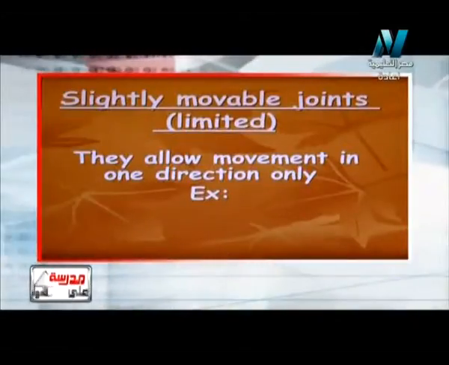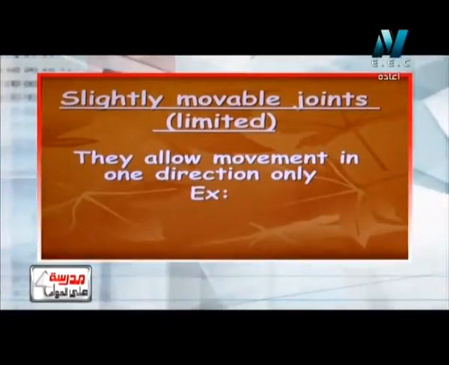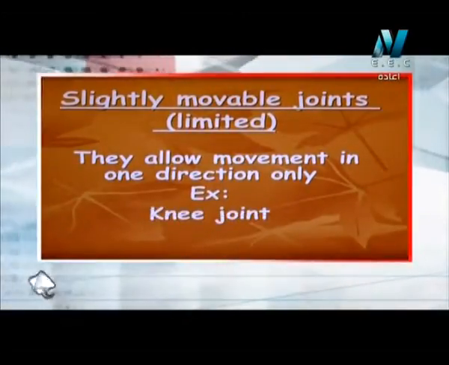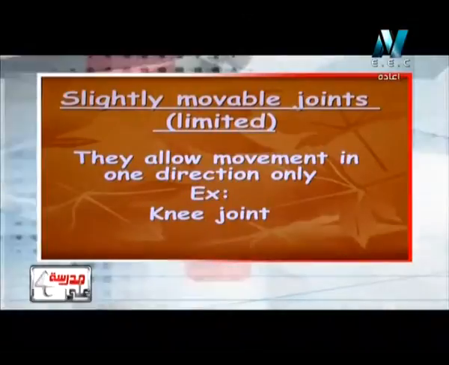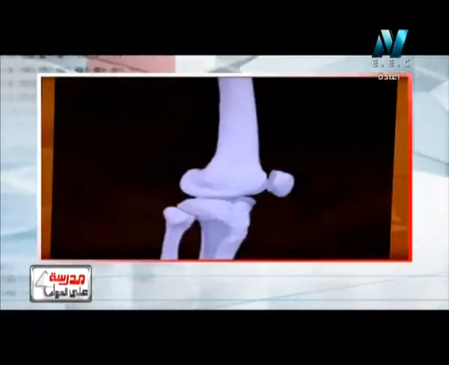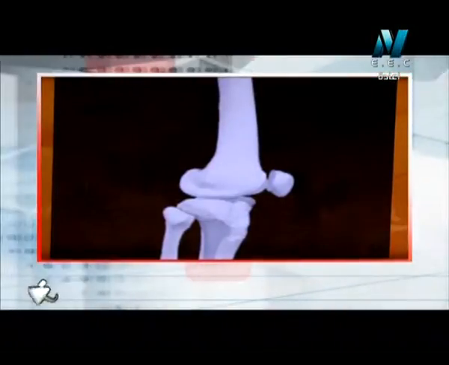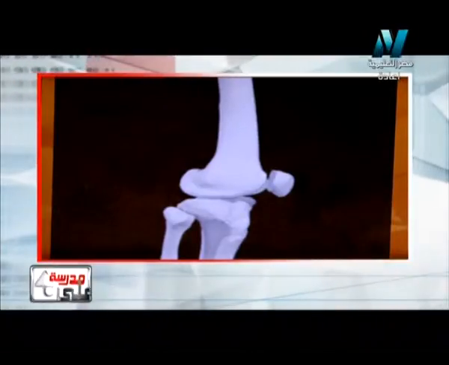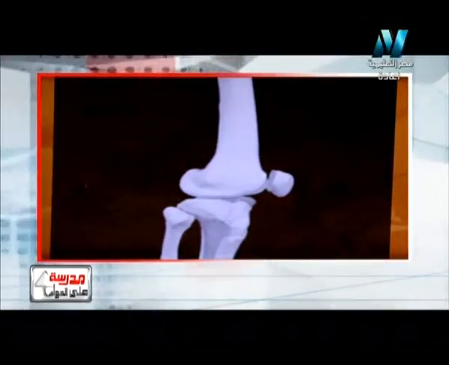So again, slightly movable joints allow movement in one direction only. Examples are the knee joint and the elbow joint. What about the shoulder? I guess the shoulder is a widely movable joint. Yeah, I can move the shoulder in all directions.